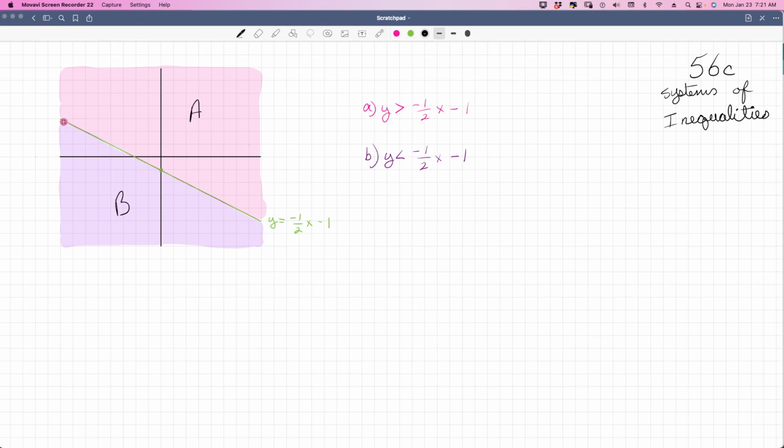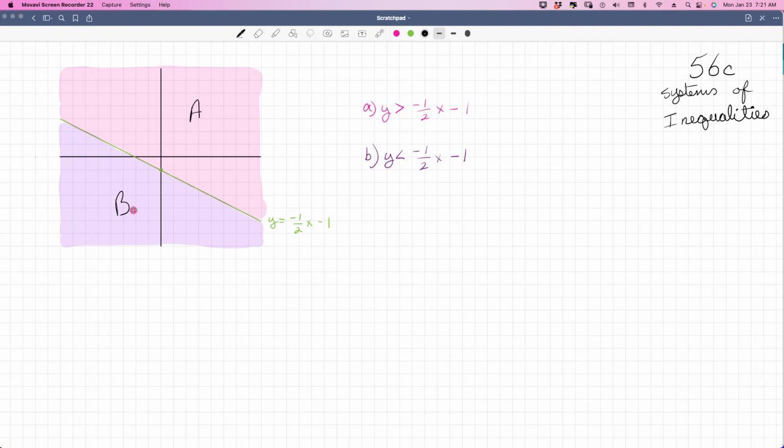You have the line itself, which is equal to the linear equation. Above it we have the set of all points where the y value is greater than the y value of the line. And below that line, we have the set of all points where y is less than the value of that line.